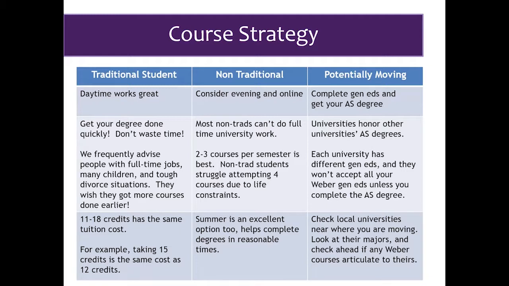Non-traditional students typically have more intense jobs, homes, children, and so on. These students typically take evening and online courses. They should consider taking 2, maybe 3 courses a semester. Summer semesters help these students complete degrees sooner.